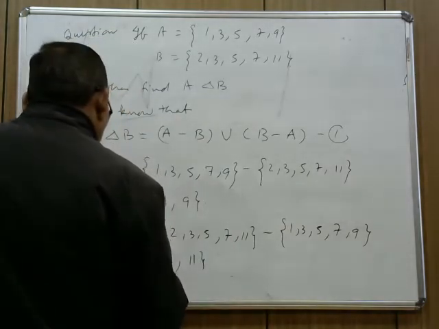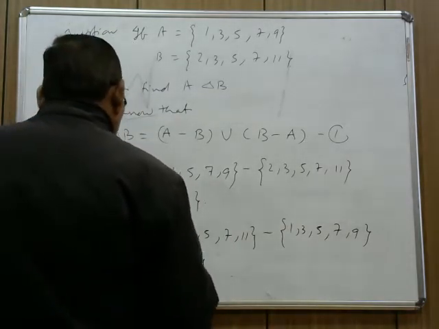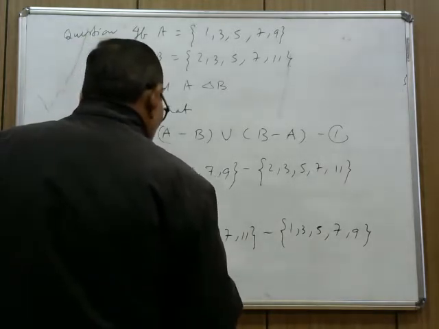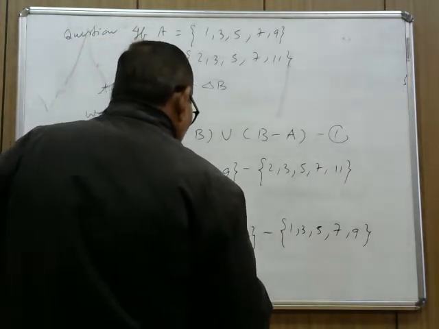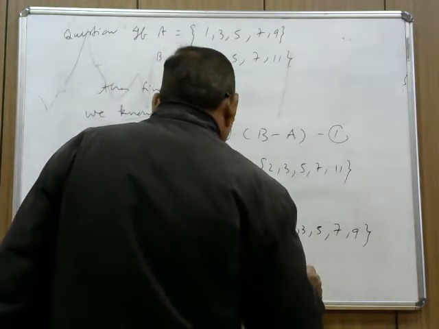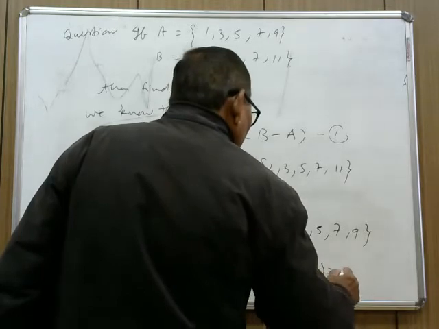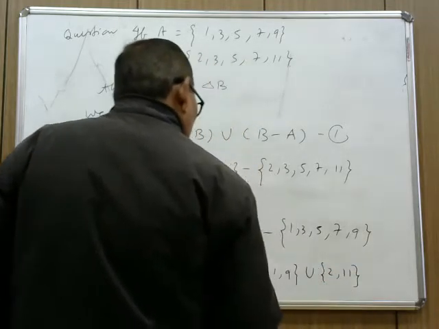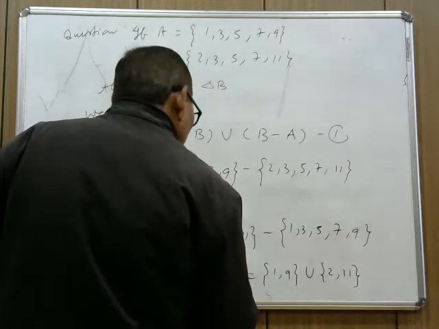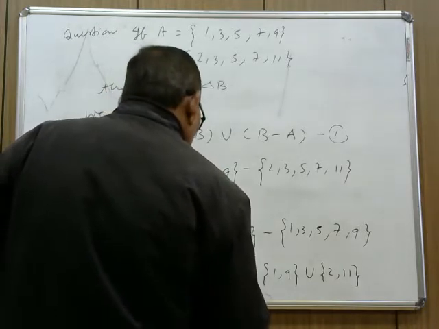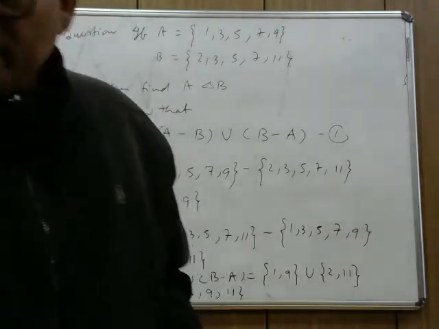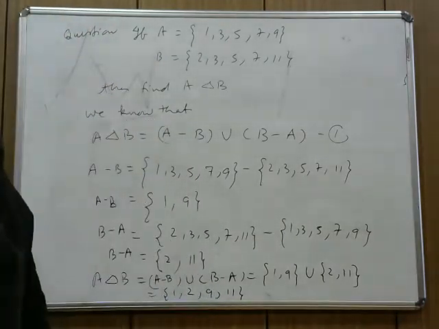Now you can calculate A symmetric difference B, that is (A minus B) union (B minus A). A minus B is {1, 9} union B minus A is {2, 11}, that is equal to the set {1, 2, 9, 11}. In this way we can find A symmetric difference B.